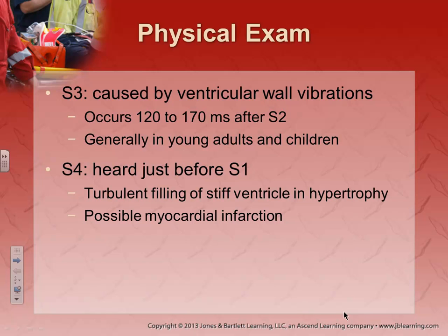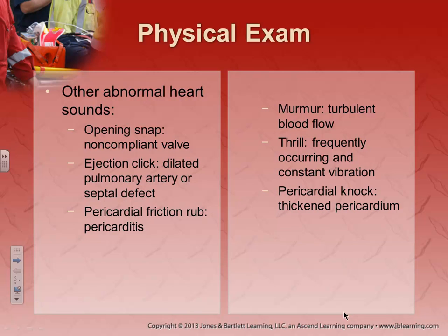S3. S3 is an extra abnormal sound in adults caused by ventricular wall vibrations resulting from a rapid filling period of the ventricle during the beginning of diastole. When heard in older adults, it may indicate heart failure. And then S4 is a rare heart sound that indicates the turbulent filling of a stiff ventricle, or also MI. I'm not expecting you to become experts on these sounds and these murmurs and things like that.